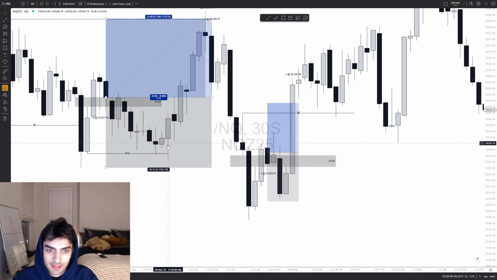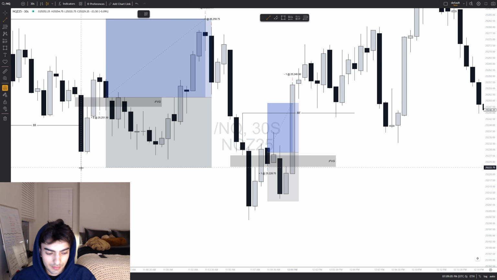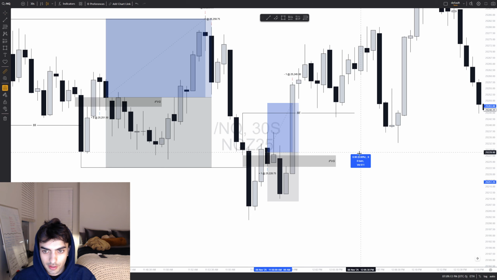Saw another inverse after taking out this draw on liquidity, these lows. It took it out, created this fair value gap, inversed it, and I entered on the inverse. We did get slight drawdown. This was one contract, so I was only down about $400.